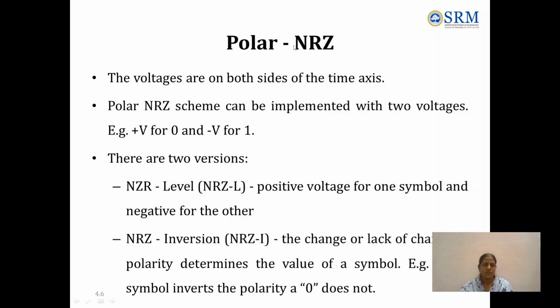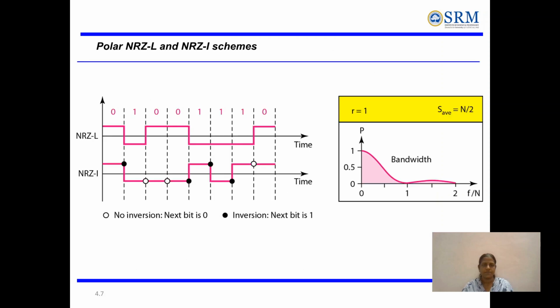There are two versions of non-return to zero. One is called level, where one symbol is represented by a positive voltage and the other symbol uses a negative voltage. Likewise, there is non-return to zero inversion. Inversion means that the change in polarity determines the value of the symbol. Wherever we get a 1, the symbol will be inverted, and wherever we get a 0, the symbol will not be inverted. We'll see the diagrammatic representation to see how exactly we convert the bits into signals.